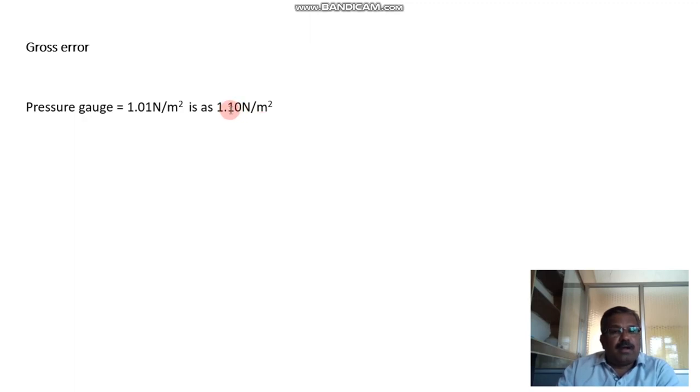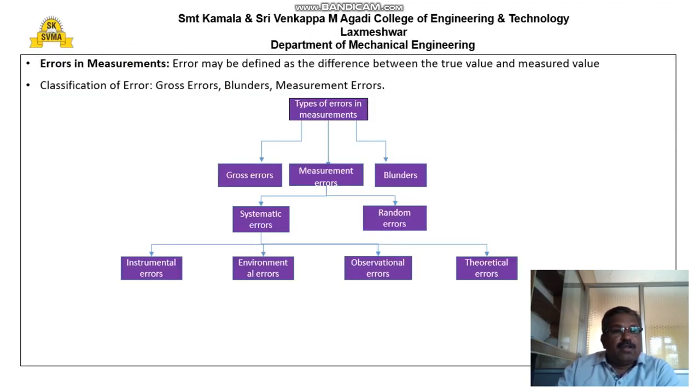See here, the number you have written is wrong. This type of error is called gross error. So these gross errors happen only due to mistakes in using the instruments. Next, I will move to the blunders.